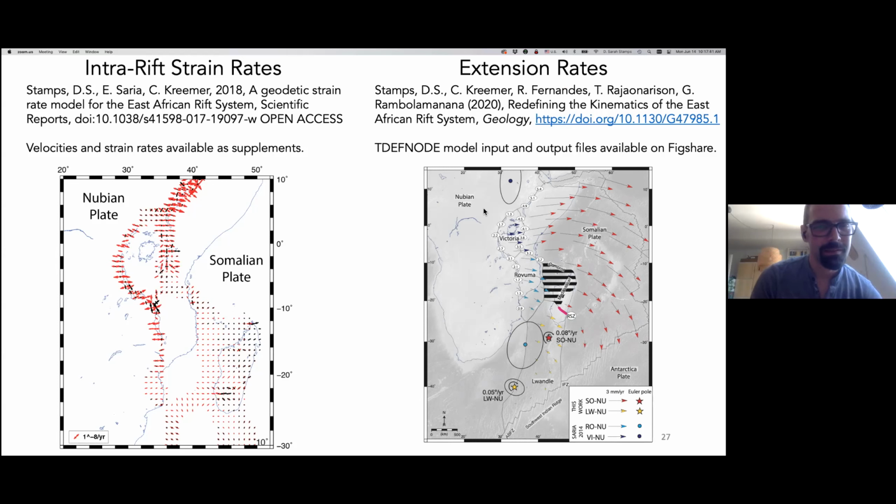Yes. On the left side, at the southern tip of the Victoria microplate, this is the region where you have the highest compressional strain rates. How do you interpret this? Why is this there? What do you think?